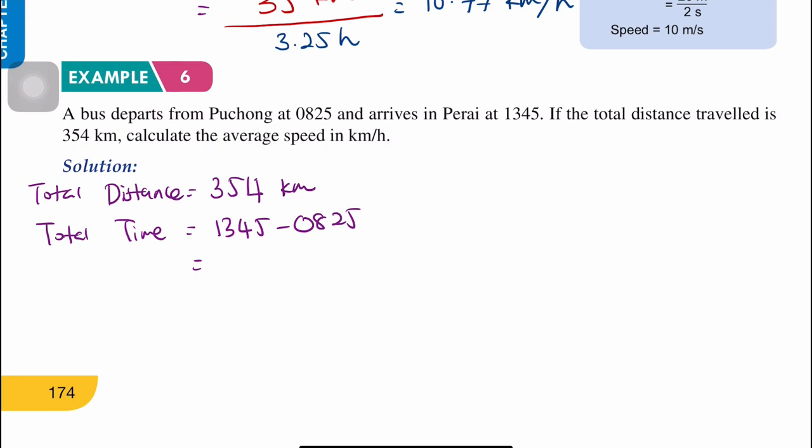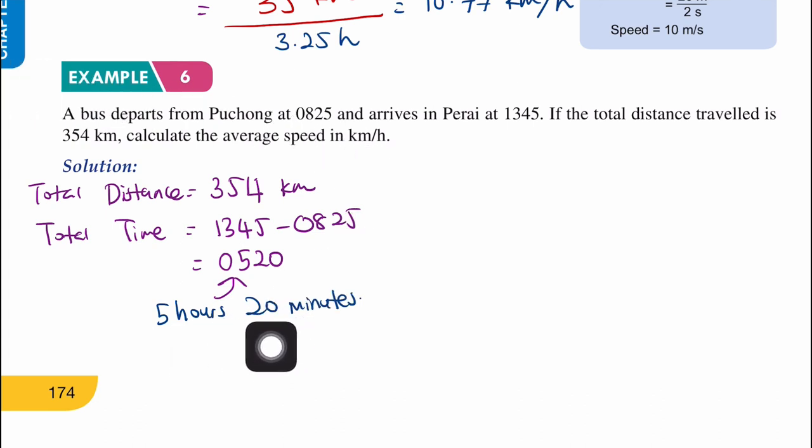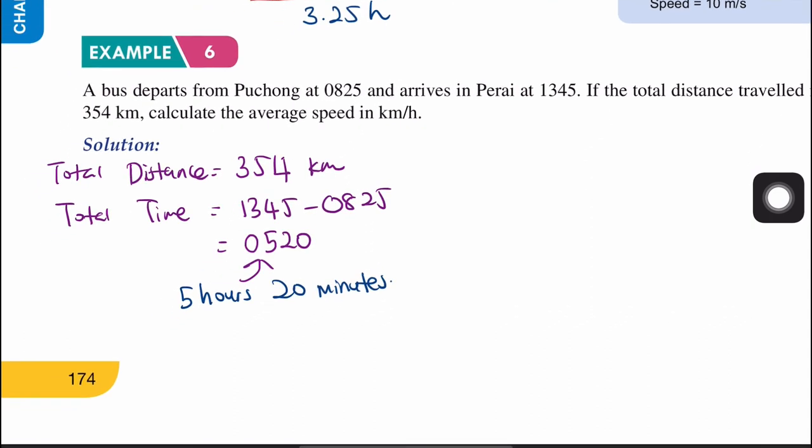So what will you get when you press the calculator? So 1345 minus 0825. Awak akan dapat 0520, betul? Yang ni sebenarnya bermaksud 5 hours 20 minutes. Boleh. Now apa masalah kita? Kita mesti semua hours, tak boleh ada minutes. So minutes, awak tukar siap-siap. So kita ada 20 minutes.